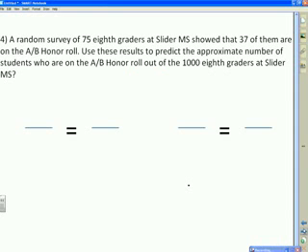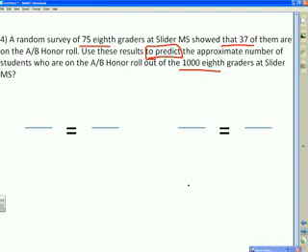A random survey, and I'm on number 4: a random survey of 75 8th graders at Slider Middle School showed that 37 of them are on the AB honor roll. Use these results to predict the approximate number of students who are on the AB honor roll out of 1,000 8th grade students at Slider Middle School. Well, I'm going to go ahead and look for my buzzwords first. I know that when I see predict, I'm talking about a probability and a proportion problem. So now my brain is already looking for 3 numbers, and I happen to have 1, 2, 3 numbers. So now I got to figure out what categories they go into.